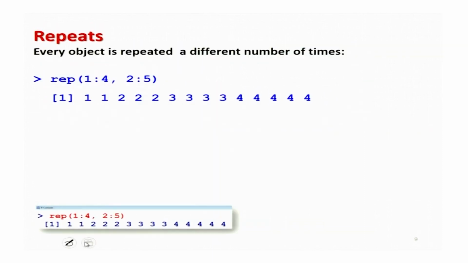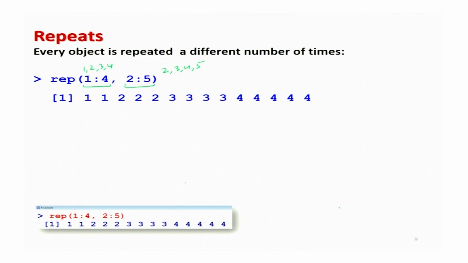Now I give you one more example. Suppose I take a sequence like 1, 2, 3, 4, that means there are 4 values, 1, 2, 3 and 4, and after that I write another sequence 2 to 5, that is 2, 3, 4 and 5. So now what is going to happen?